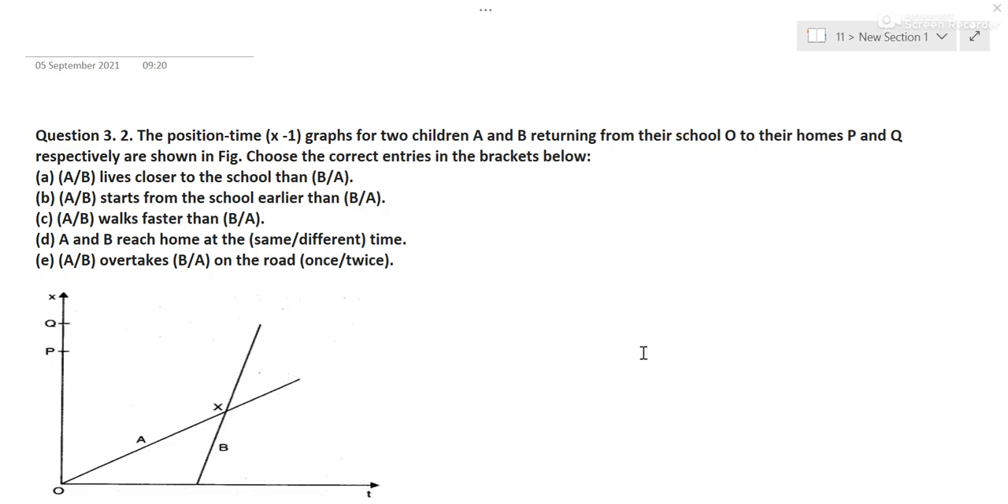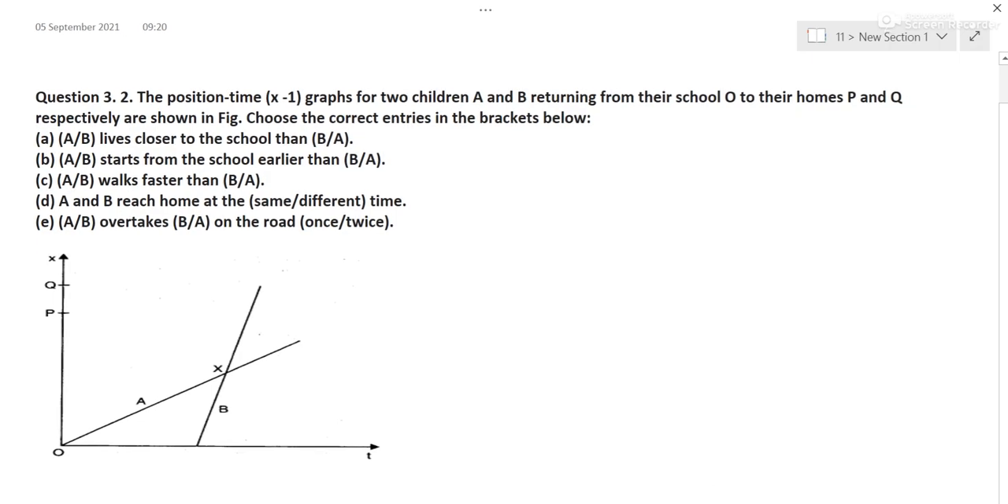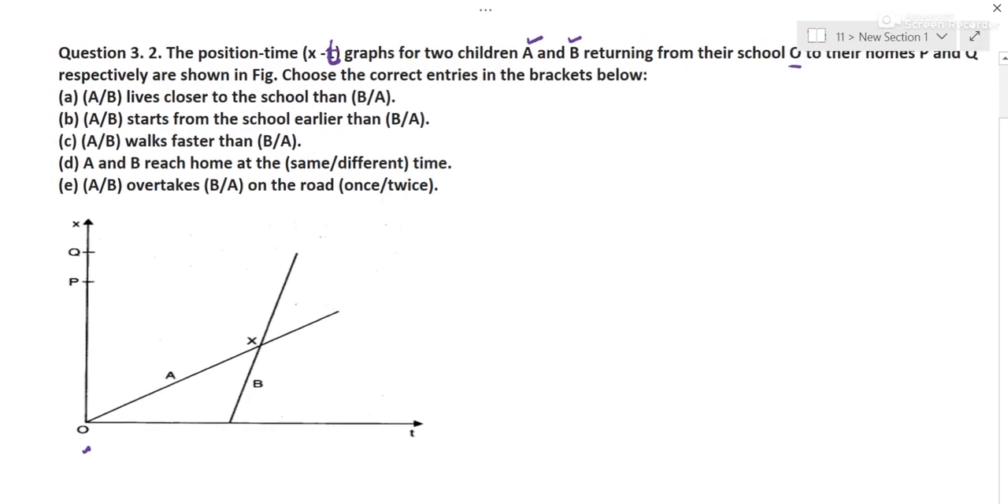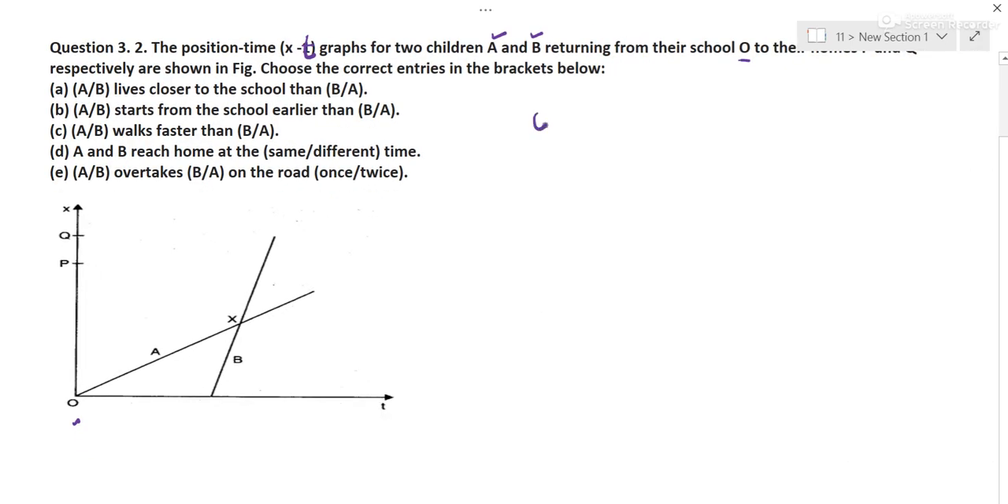These are NCERT numericals of motion in a straight line. Let us see this one. This is a position time graph for two children A and B returning from their school O. So O is representing school, and the graph is a position time graph. This is position and this is time.